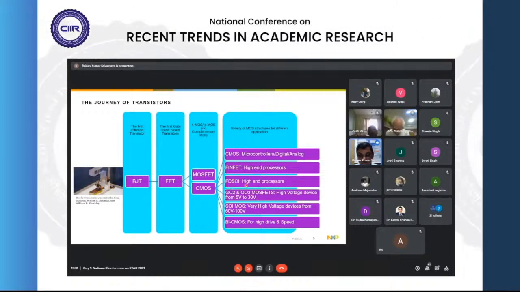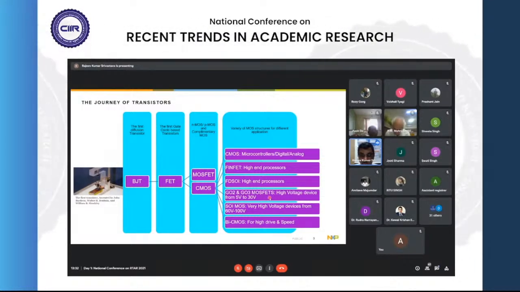This has an advantage over leakage current because of the insulator layer. And this was initially developed by ST Micro. And now this is also used by Samsung in their fab. So this is also very popular. Then we have GO2 and GO3 MOSFET.